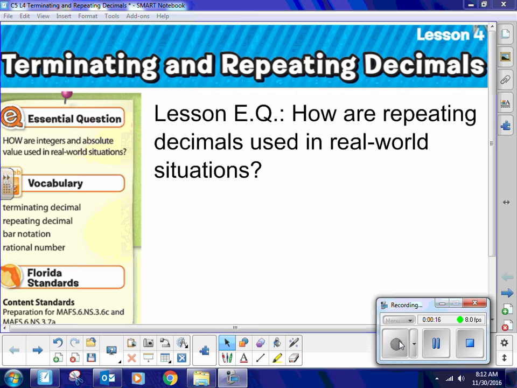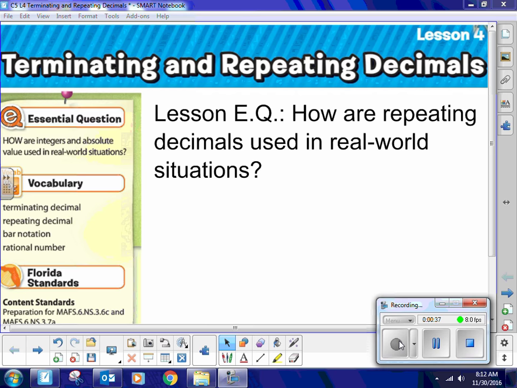The lesson essential question that we've been dealing with for this chapter that you have heard before is: how are integers and absolute value used in real-world situations? Okay, we've talked about this before. You should be able to answer that essential question right now. Okay, we've talked about how integers are used.